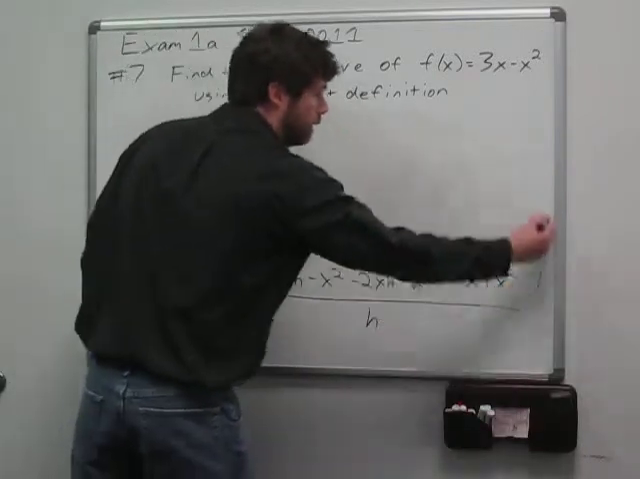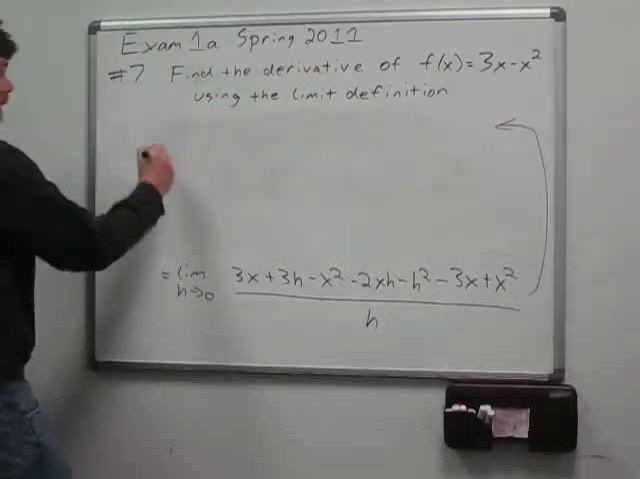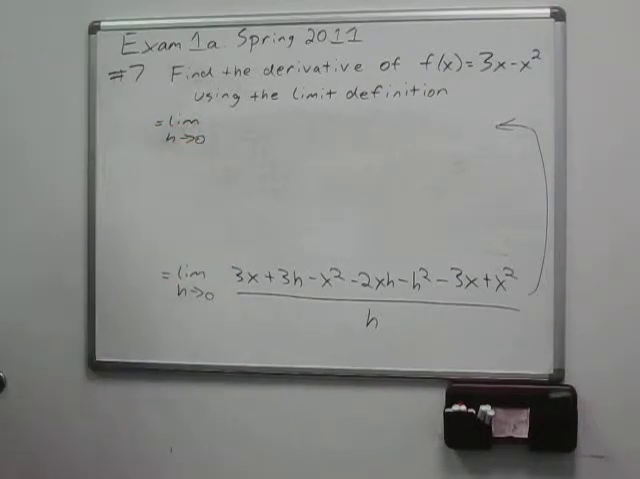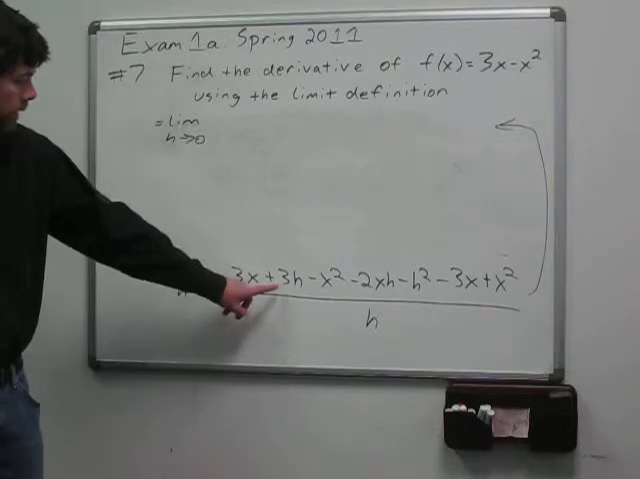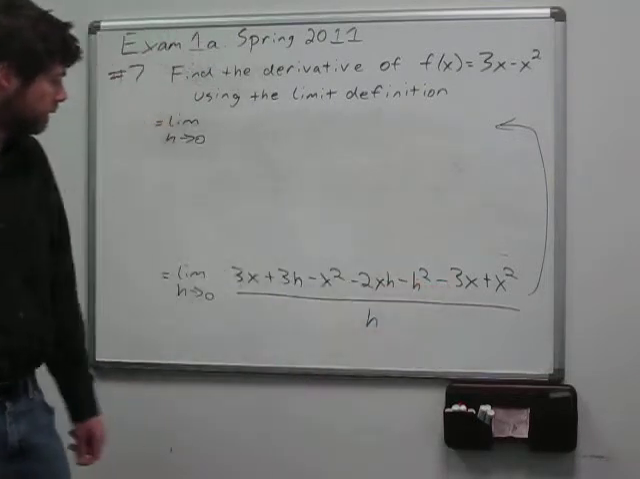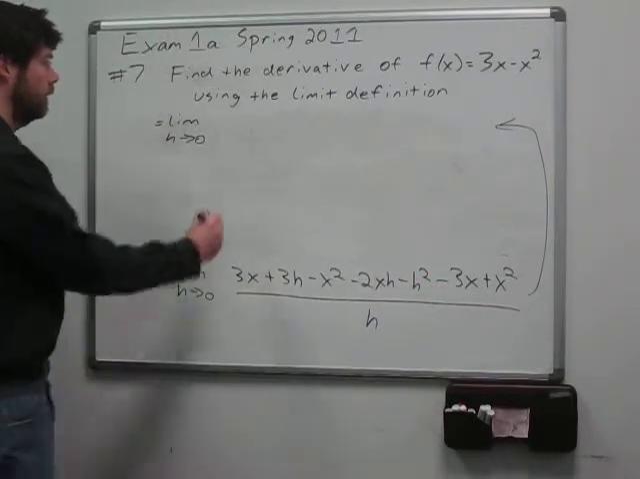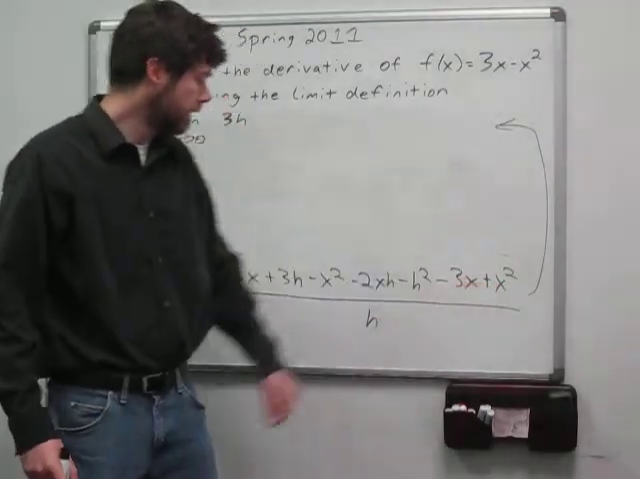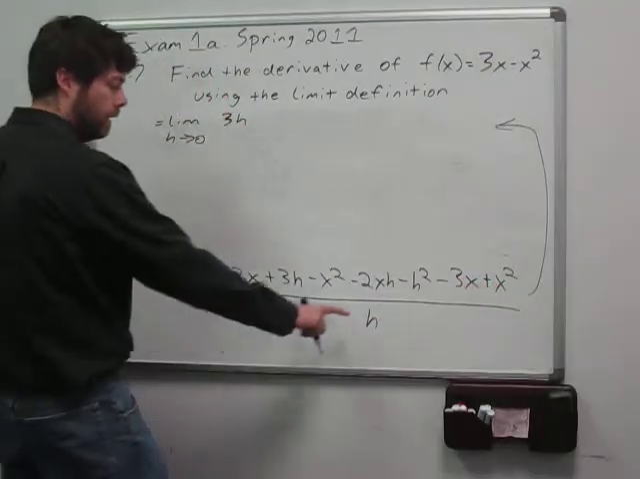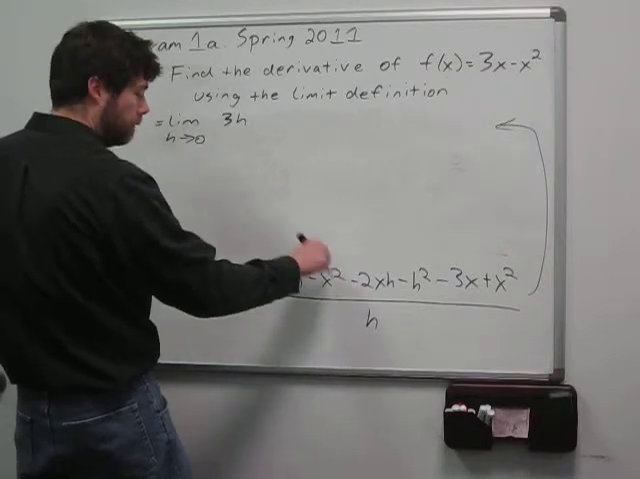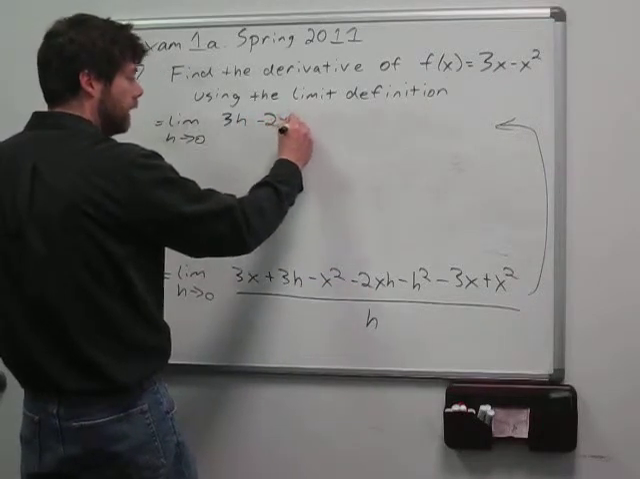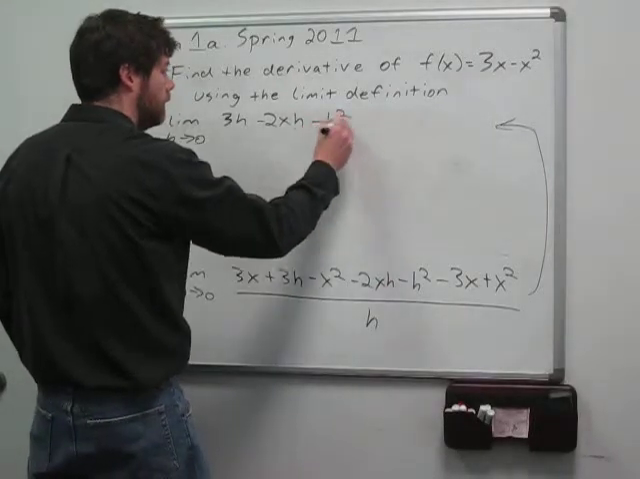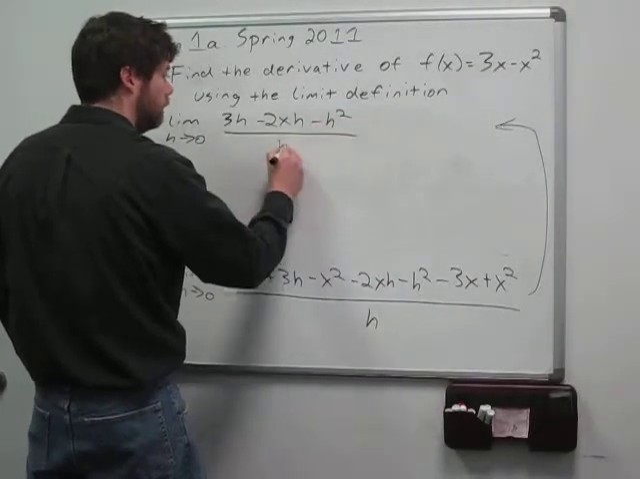So after that step, I'm going to go ahead and simplify. And we get the limit as h approaches 0, 3x, negative 3x, so those cancel, 3h. Negative x squared, positive x squared, that cancels. So I'm left with a 3h minus 2xh minus h squared all over h.